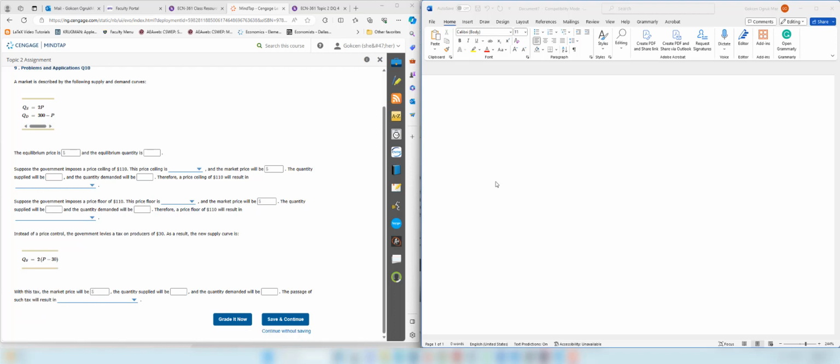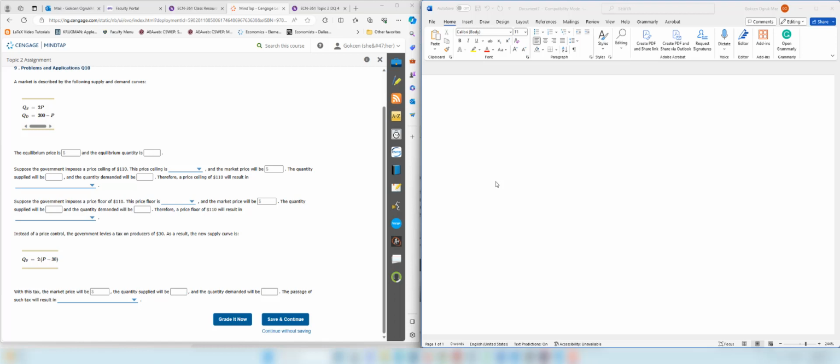Hello everyone, based on the feedback I receive, I choose problem 9 or problems and application question 10. So this is the last question in your assignment. And the market demand and market supply is given as equations. So we are going to find first equilibrium price and equilibrium quantity.